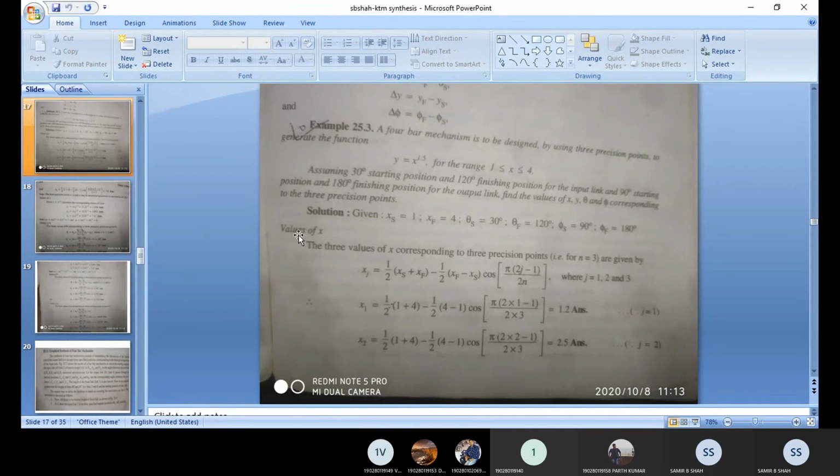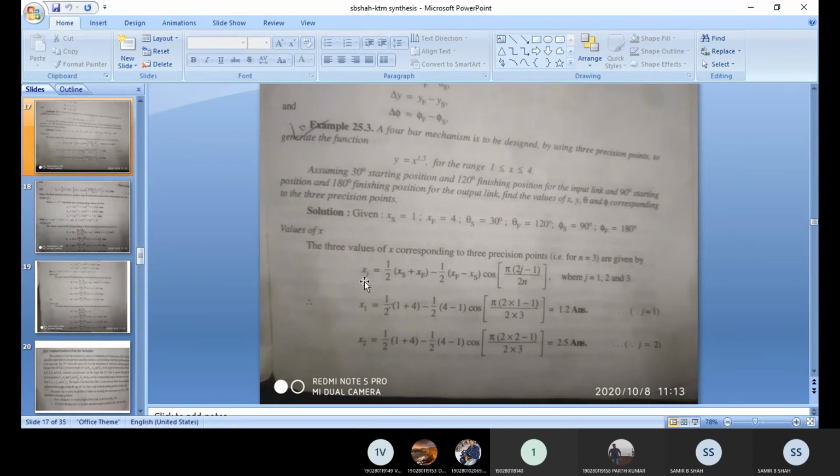Now, as per Chebyshev's equation, where n is equal to 3, we know the equation. So we just put in the equation initially: one half (xs plus xf) minus one half (xf minus xs).